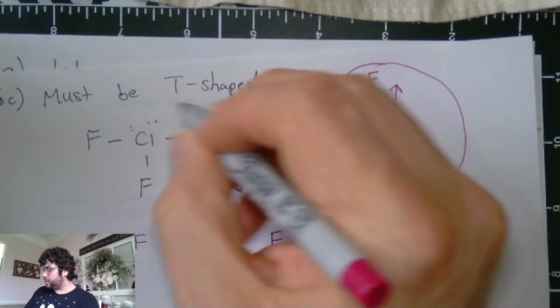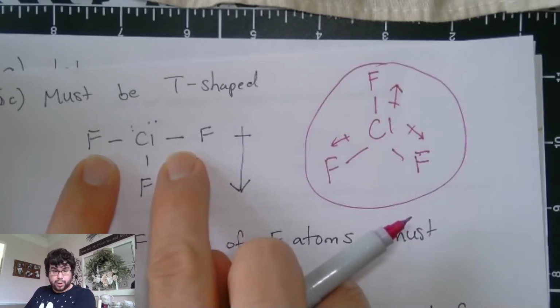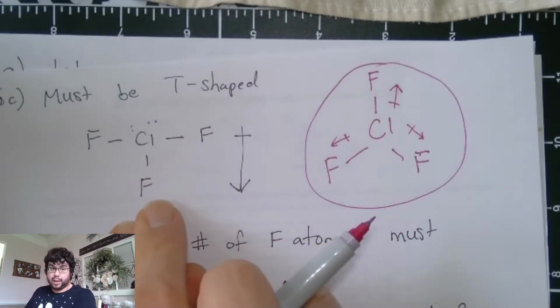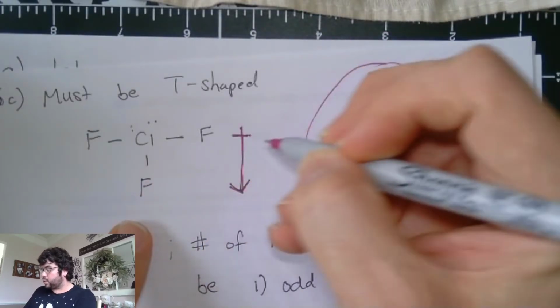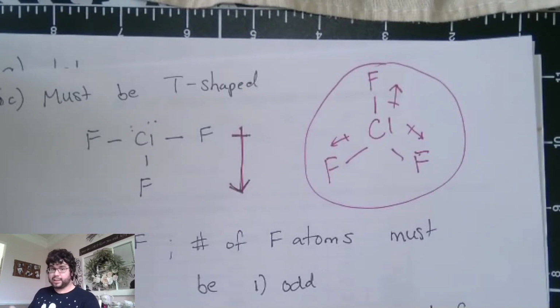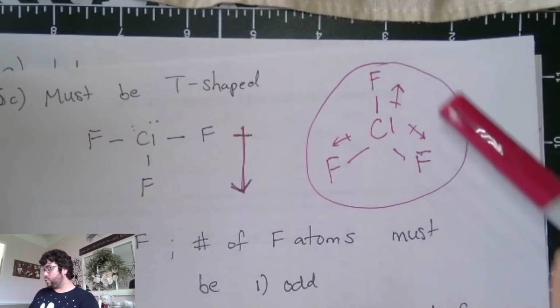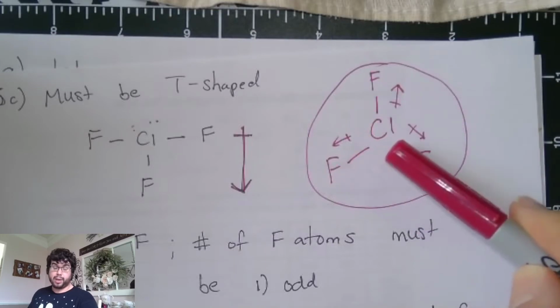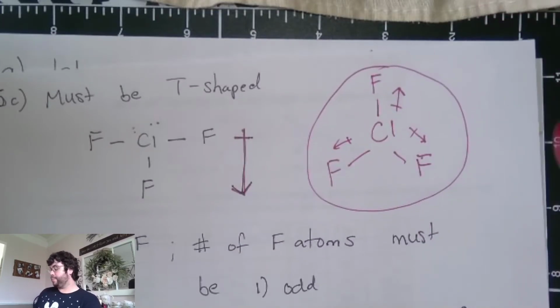But with T-shaped, you've got these two which essentially cancel each other out, but you do have this fluorine down here, which would give it an overall dipole. So yes, it has to be T-shaped because we're told the compound is polar. It can't be trigonal planar, with all the same element around the chlorine, because that would not allow for a dipole moment.